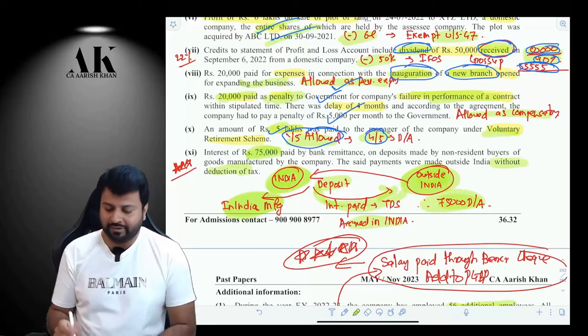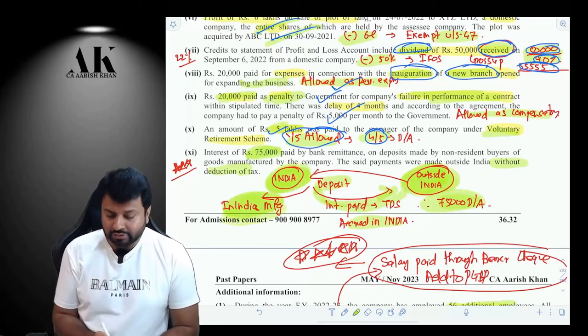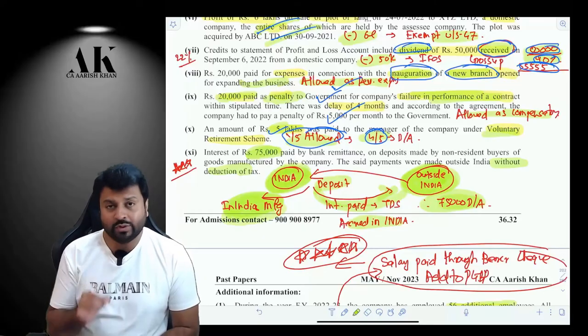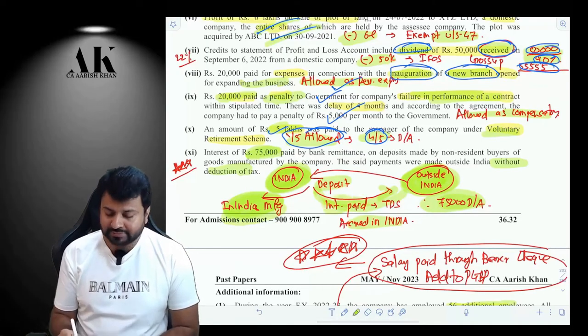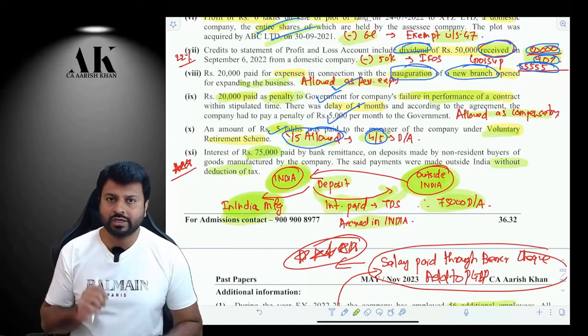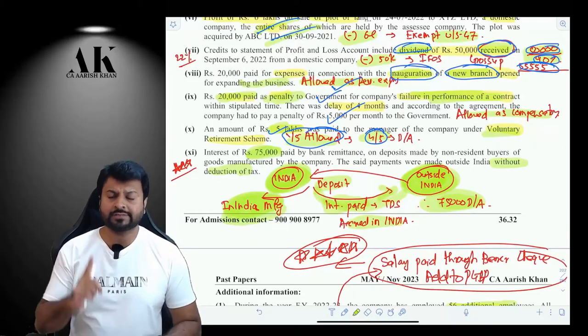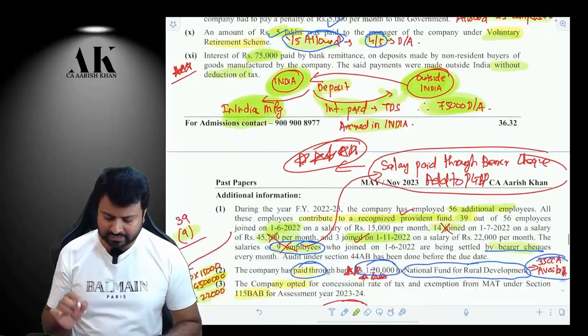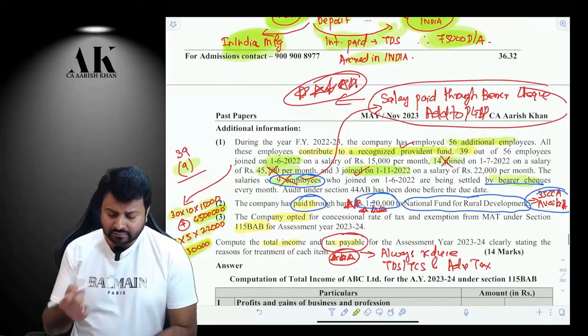Very, very important point. If a non-resident gives you money and you use that money in India for the purpose of business, you are using that for the purpose of manufacturing, then the interest paid to the non-resident is accrued in India. You are supposed to deduct TDS. You have not deducted the TDS. That is your mistake. Therefore, this amount will be disallowed under the income tax law. Next one, very important point.